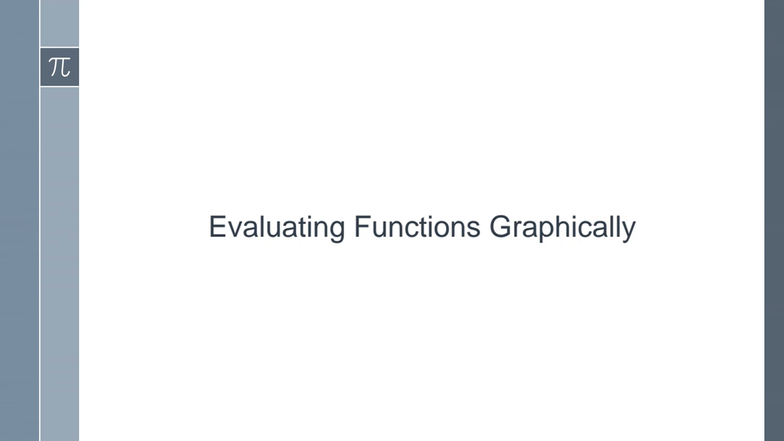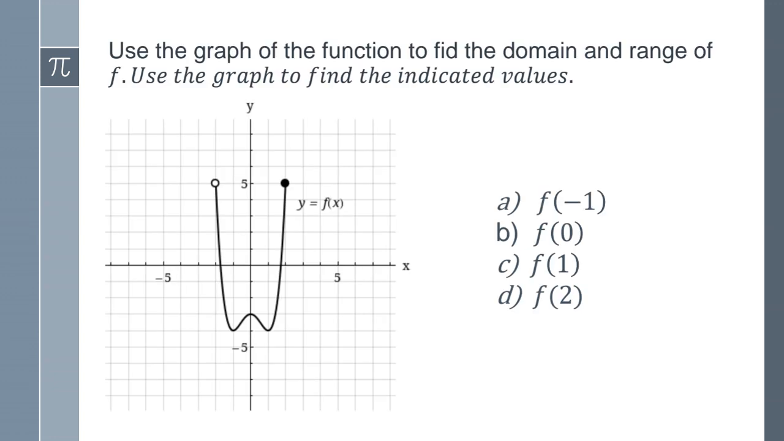First, I wanted to give you a quick example on evaluating functions graphically. These are coming from section 1.5. If we look at this graph, it says use the graph to find the domain and range, and then use the graph to find the indicated values. In the last session, we talked about domain and range. And we said that the domain is basically all the x values that you are using to create this graph.